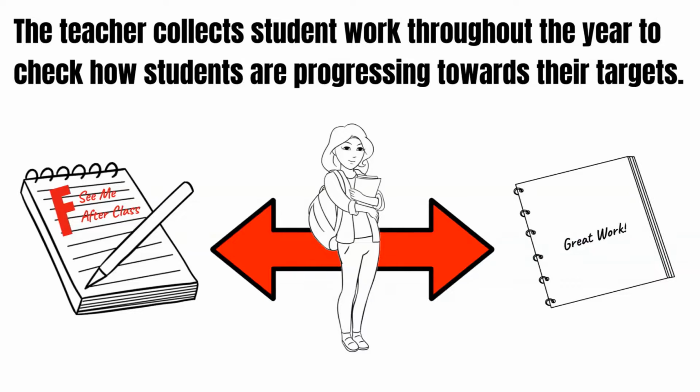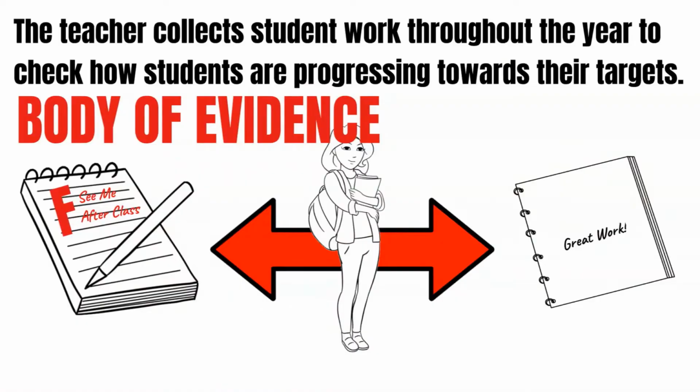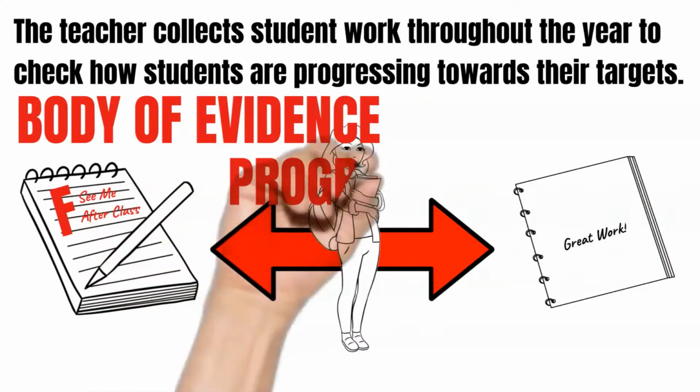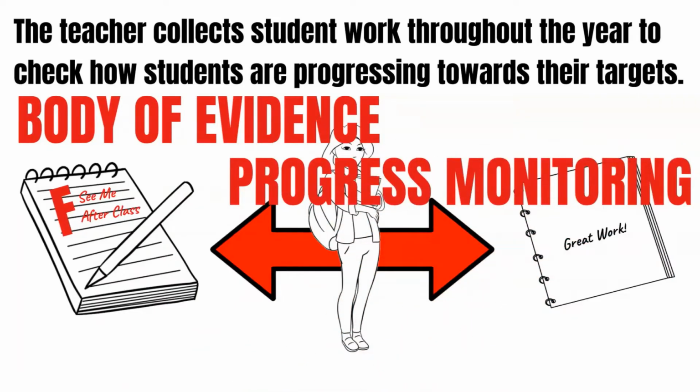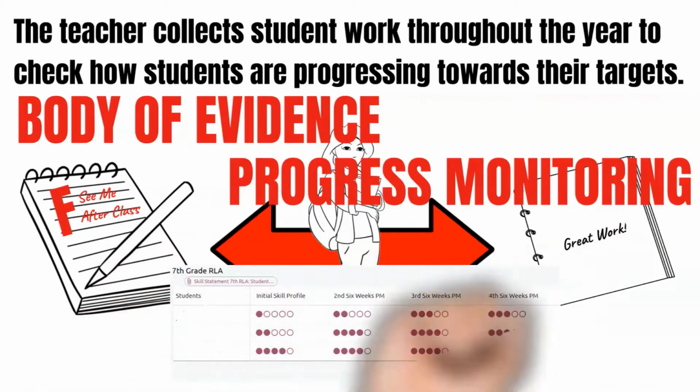A crucial step in the SLO process is collecting a body of evidence to check whether or not students are progressing towards their targets throughout the year. We call this progress monitoring, and it is one of the most important steps of the SLO process. When we look in Eduphoria, we see that the SLO progress monitoring is done in the student portfolio section of Aware. It is again the screen with all the little purple dots.